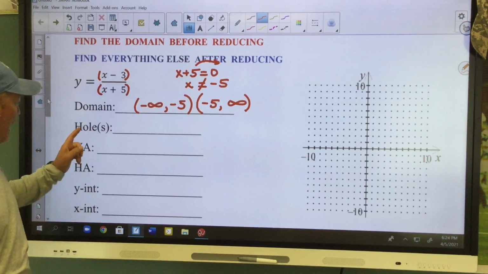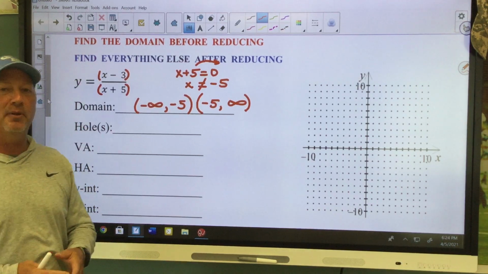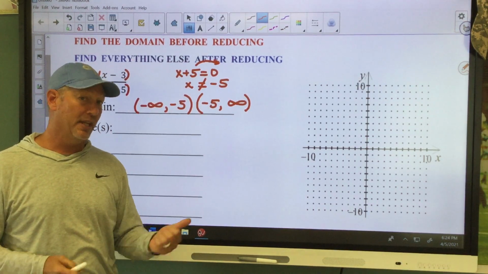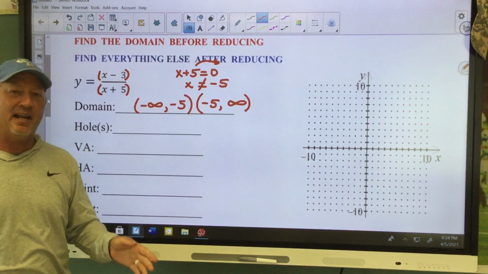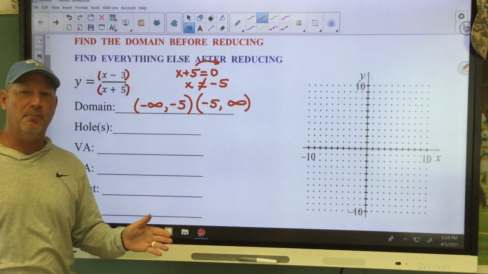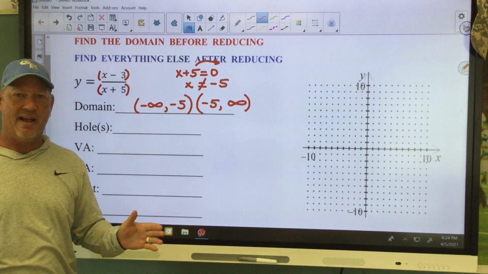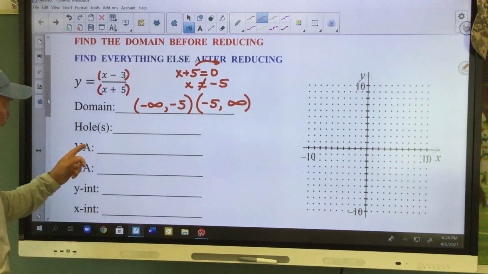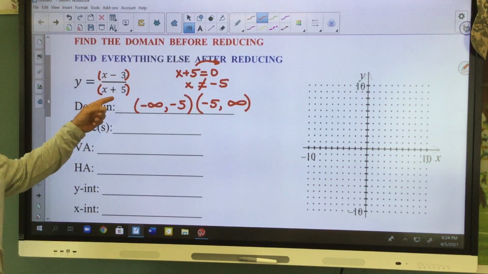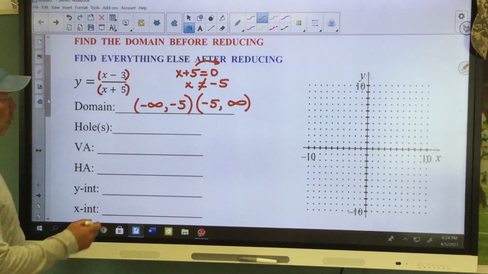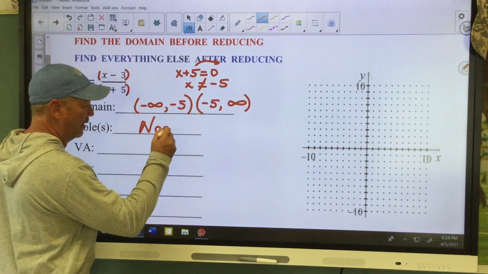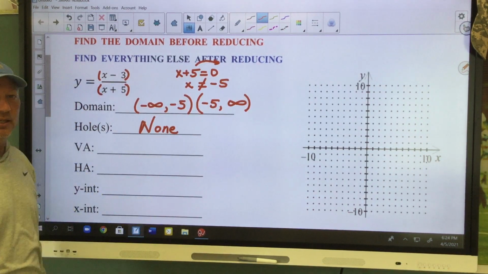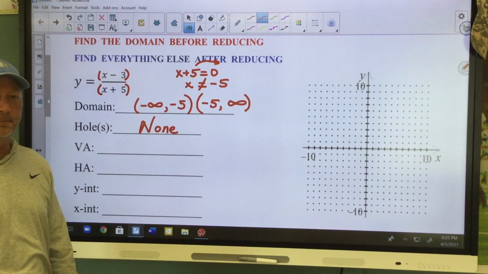Got it? As far as holes go, when you determine if you have a hole, we'll talk more about it on the next example. But in this case, if you cannot reduce, if you cannot simplify, you will not have a hole. So when they ask you for a hole and you cannot reduce, we're just going to say in this case, none. There will not be a hole for this problem.